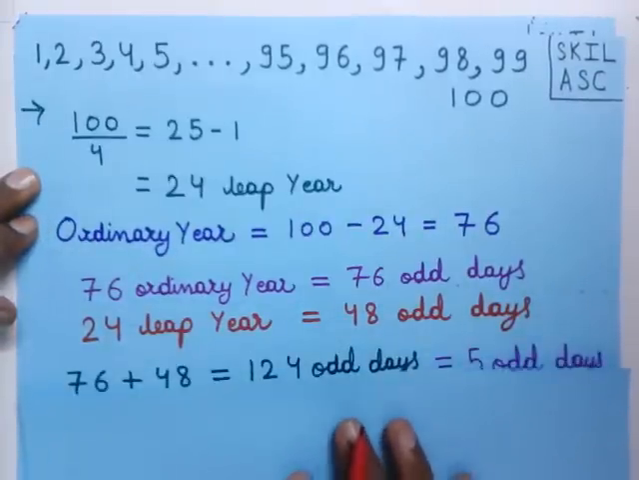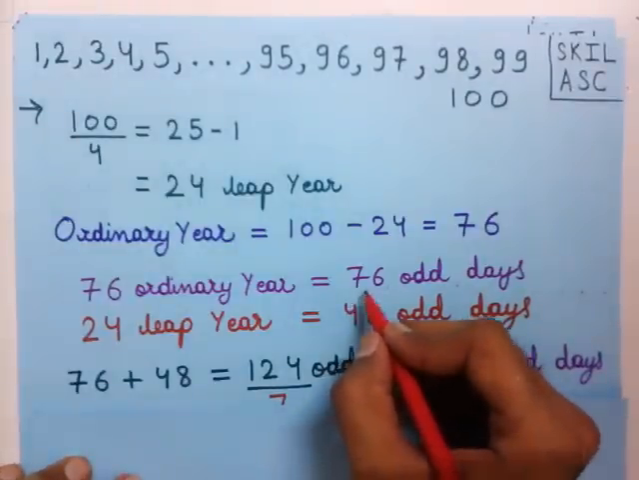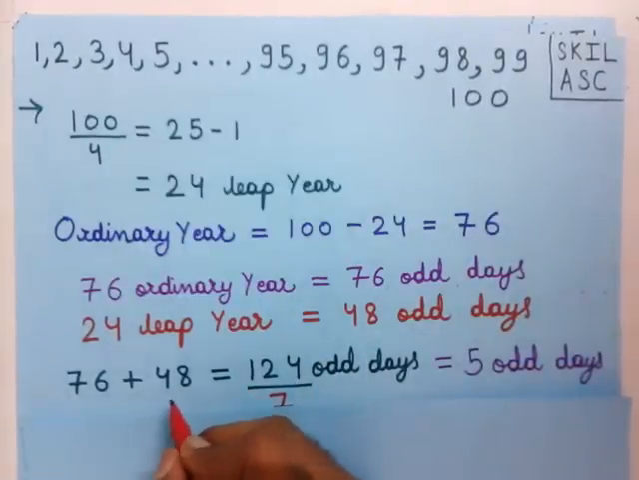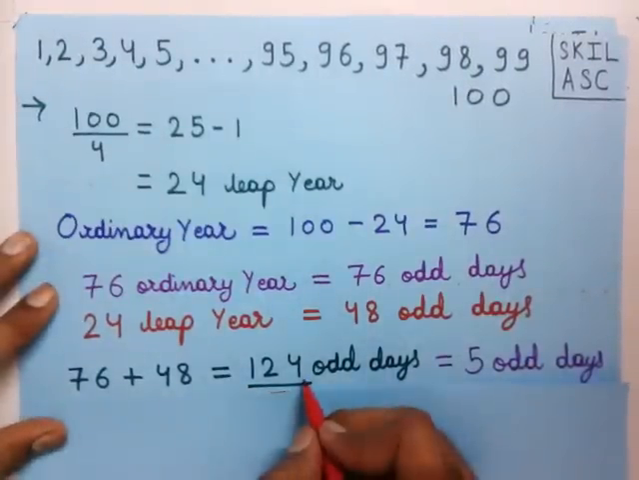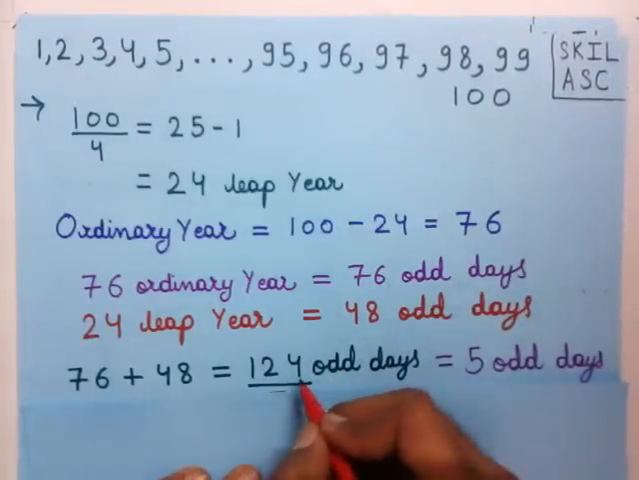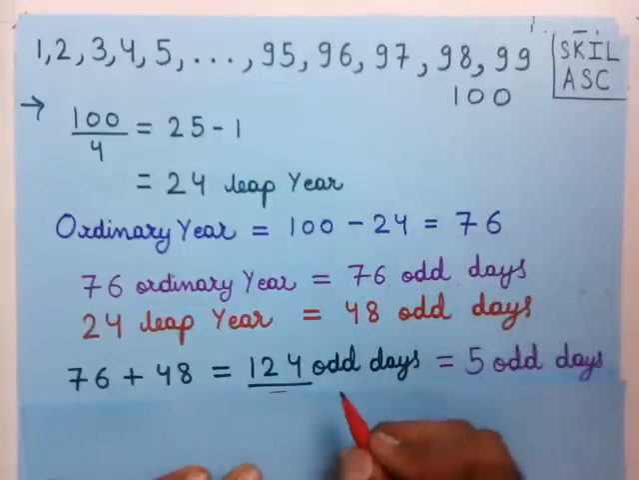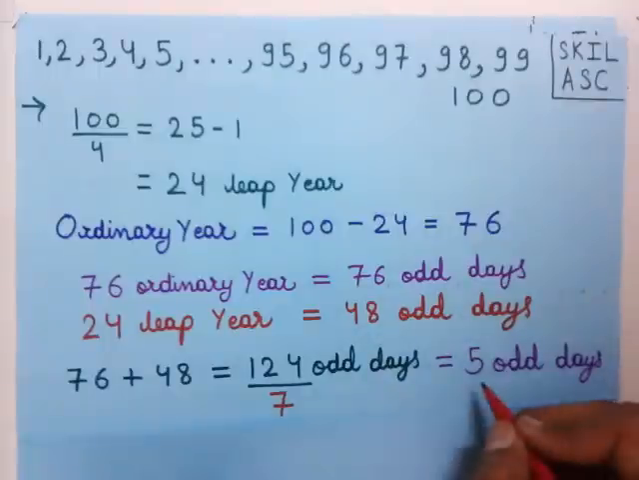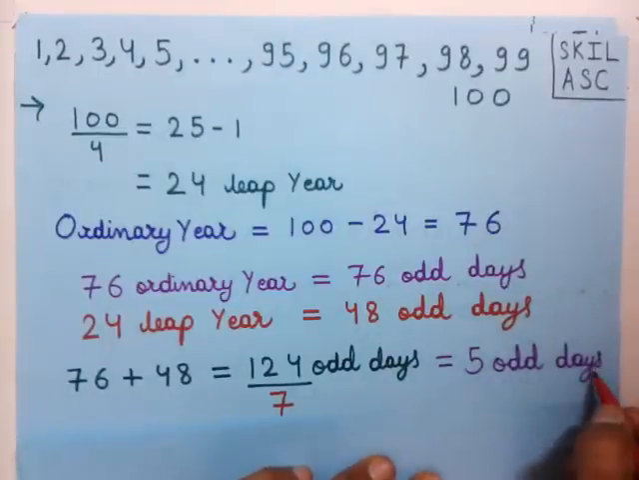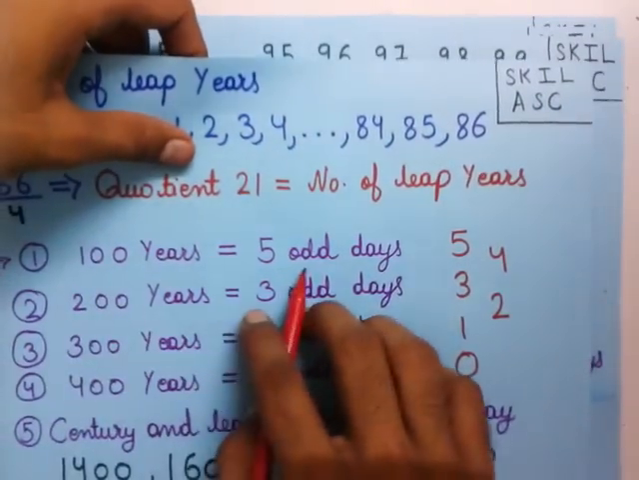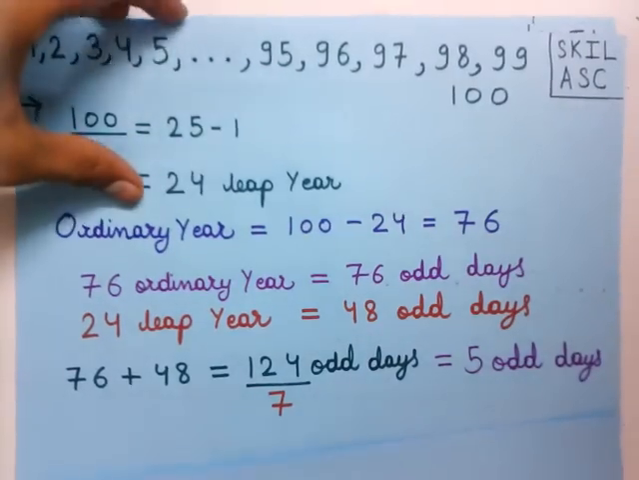Okay. Now we sum these odd days. The total number of odd days will be 76 plus 48. That is 124. So we have got 124 odd days. But we know that the number of odd days can only be from 0 to 6. So we divide this 124 by 7 and the remainder will be 5. That will be the number of odd days. So we have got that 5 is the number of odd days in 100. So we can say 100 years have 5 odd days. Now we go ahead.